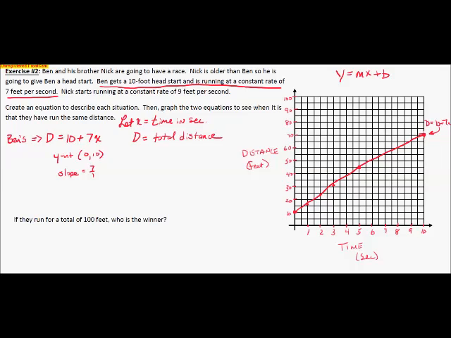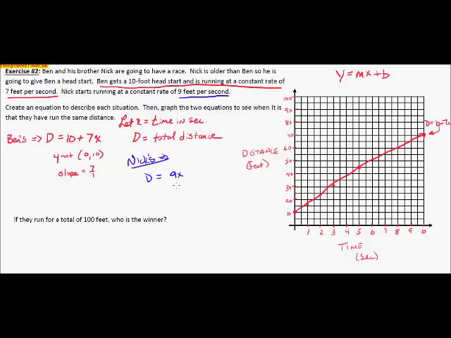I wanted to get one way out here, and that came out right on 70, and then I connected the dots. So now let's do the other equation here. The other equation, Nick starts running at a constant rate of 9 feet per second, and he doesn't get a head start. So Nick's equation is just going to have a slope of 9 feet per second, but it doesn't have a y-intercept, or it has a y-intercept of 0, really. Okay, so his equation, Nick's equation, is just going to be d equals 9x.